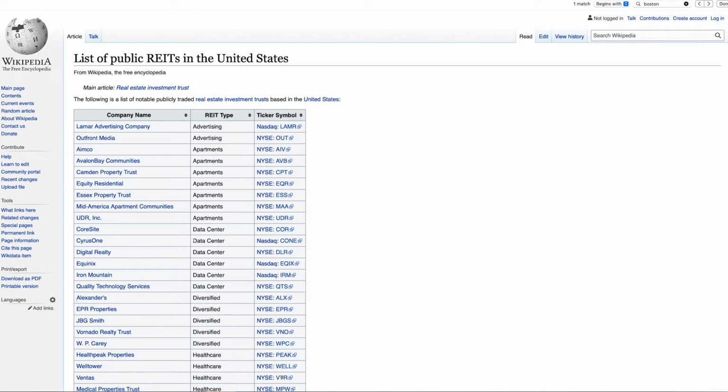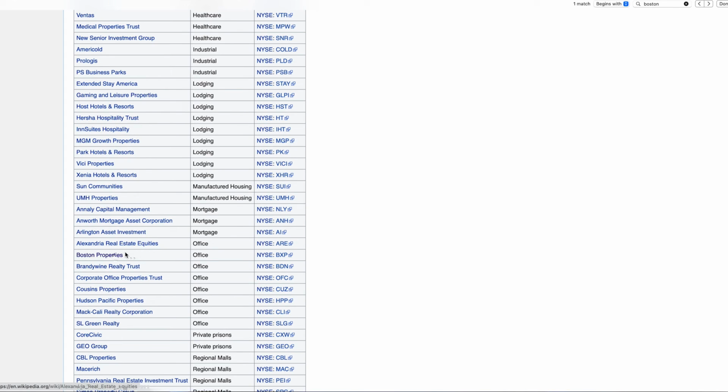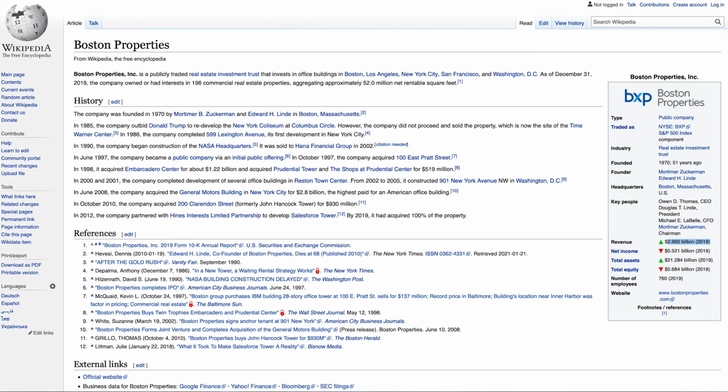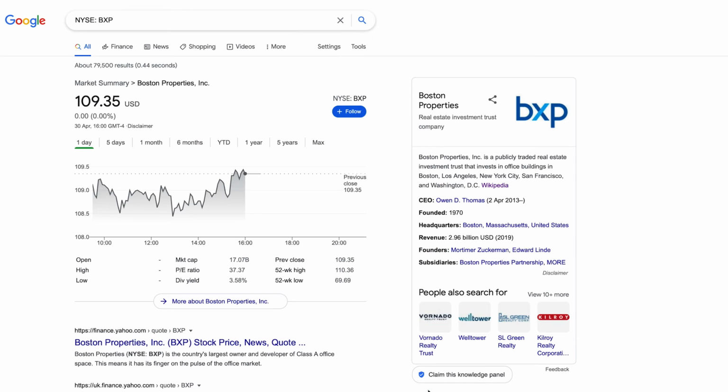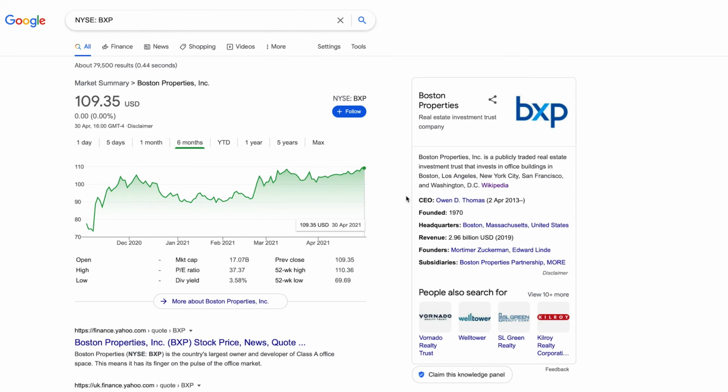So let's look at an example. Here's a list of publicly traded REITs in the US, and let's just pick, say, Boston Properties so you can see. And obviously, just like any other share, Apple for instance, they also have their share price disclosed, and they have what kind of revenues they made, what kind of industry they're in, and so on and so forth. So it's really just like any other company, except that you're investing in real estate.